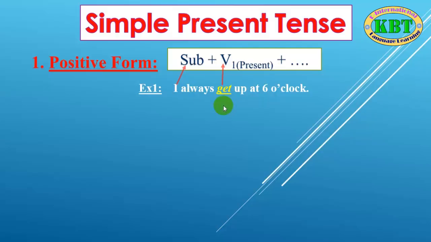Okay, let's have a look at example number 2. She wants to play tennis with you. She is the subject, and the verb is want, but here it is wants, because the subject she is the third person singular. So she wants to play tennis with you. Let's go to example number 3.